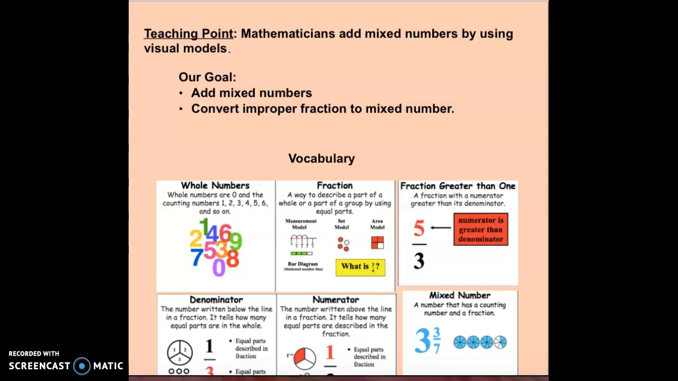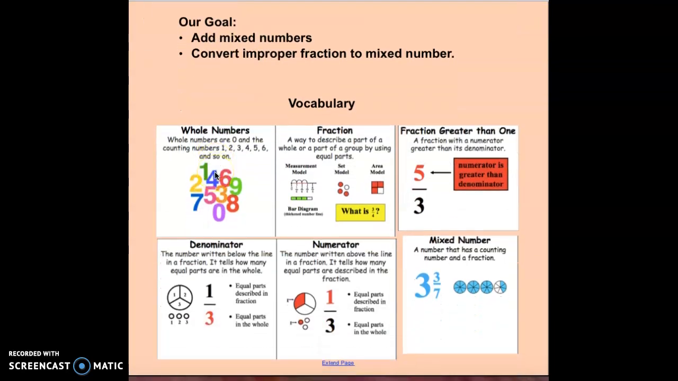So our goal today is to add mixed numbers, and we want to be able to convert improper fractions to mixed numbers as well. As we're doing this, we want to keep some vocabulary words in mind: whole numbers, fractions, the numerator and denominator, fractions greater than 1. This is also called an improper fraction. And of course, a mixed number, which is a whole number plus a fraction together.